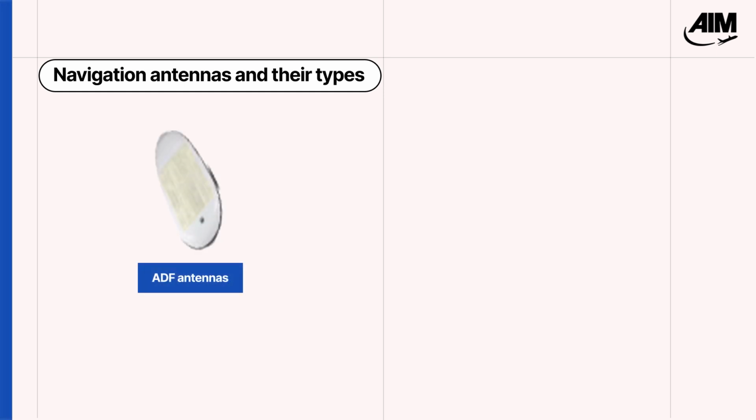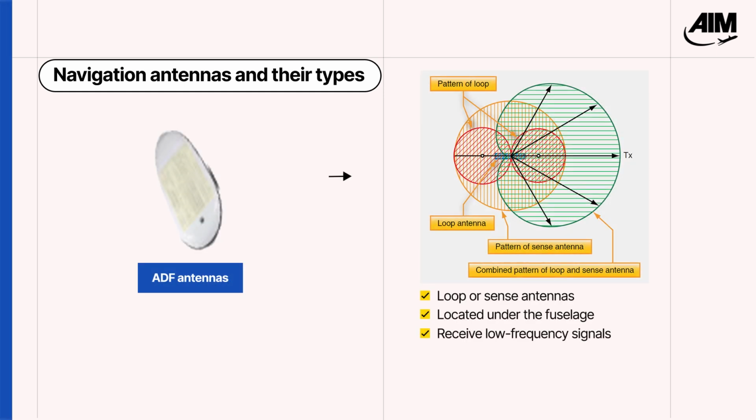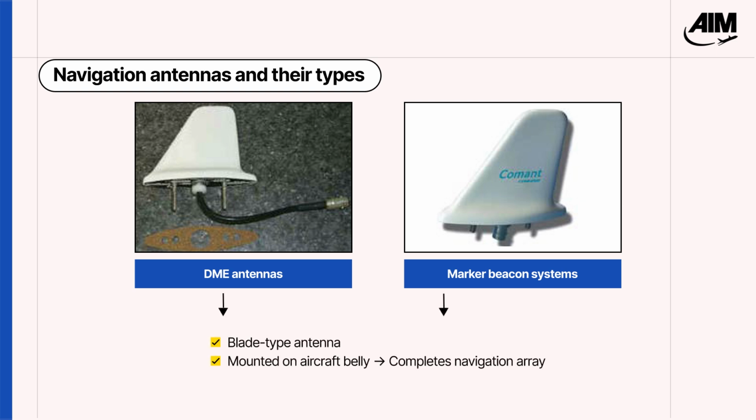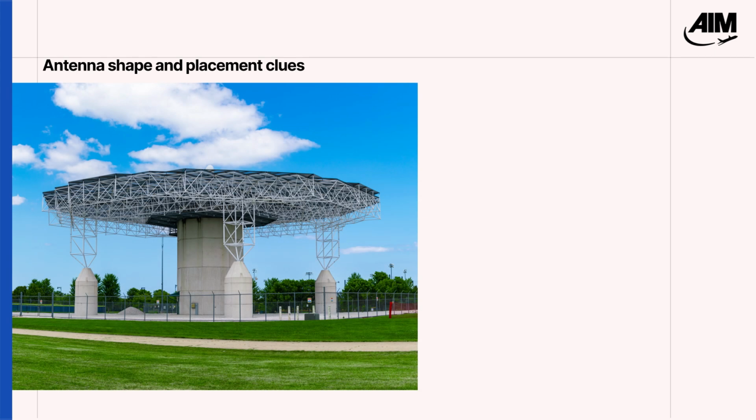ADF systems use loop or sense antennas, usually located under the fuselage, to receive low-frequency signals. DME and marker beacon systems use blade-type antennas, often mounted on the aircraft's belly, to complete the navigation array. Each antenna's shape and location provide visual clues.